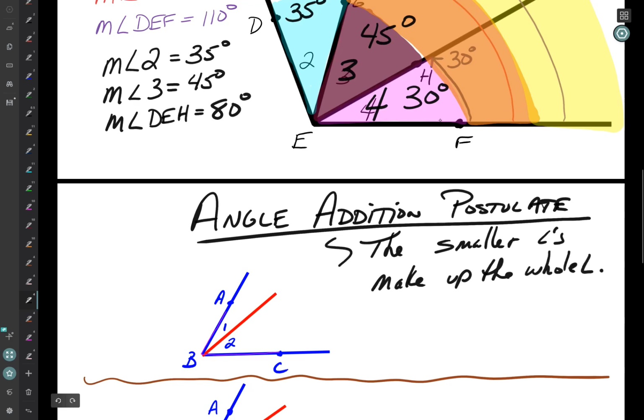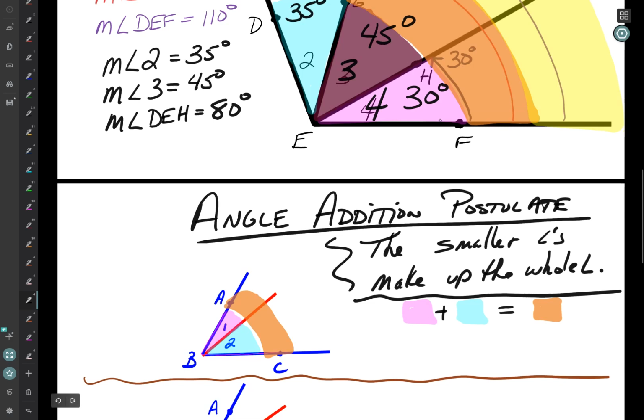So in this case, pink plus blue would equal orange. But the angle addition postulate is basically realizing that you can write it as an equation. Don't you think at some point we might be doing some problems where I put some ugly things in here? Isn't that what the angle addition postulate is basically saying?